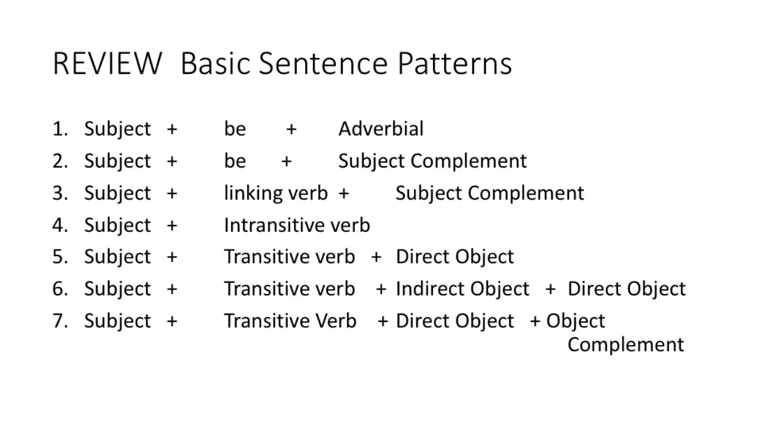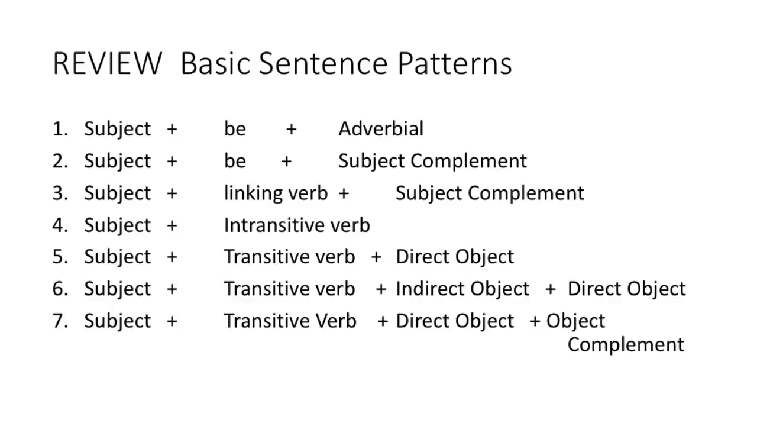Okay, so a quick review of the basic sentence patterns. These are subject plus be plus adverbial, subject plus be plus subject complement, subject plus linking verb plus subject complement, subject plus intransitive verb, subject plus transitive verb plus direct object, subject plus transitive verb plus indirect object plus direct object, and subject plus transitive verb plus direct object plus object complement.